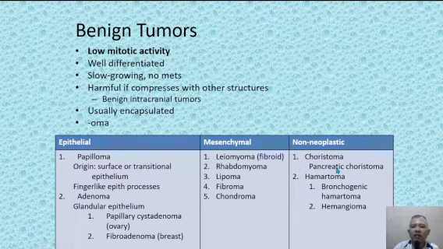Hamartoma, these are tumor-like overgrowths that are found within the same system. So for example, bronchogenic hamartoma, you can see bronchial tissues in the trachea. But since trachea and the bronchus belong to one system, that is called a hamartoma. Okay, the same goes with hemangioma.